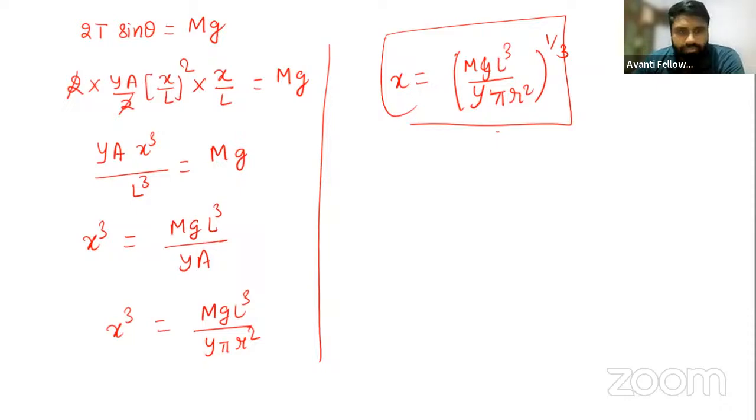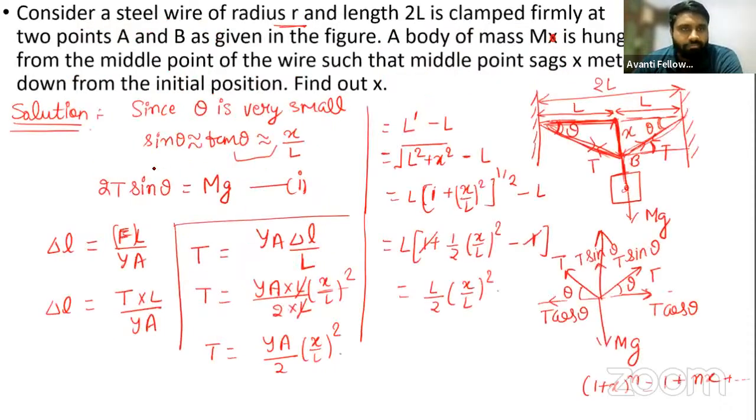So what we did in this question, we first approximated sine theta as tan theta because theta is very small here. So tan theta we calculated as x by L. Then we take the component of this tension, which is 2T sine theta in the vertical direction, and in the horizontal direction it will cancel out. There is only one force to balance this, which is the weight of this block. So we have applied the condition for equilibrium.